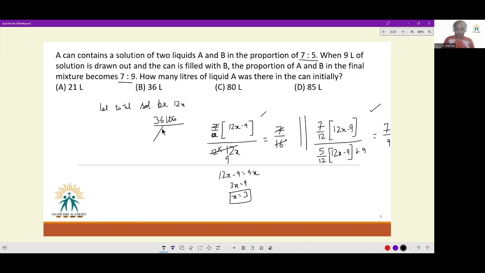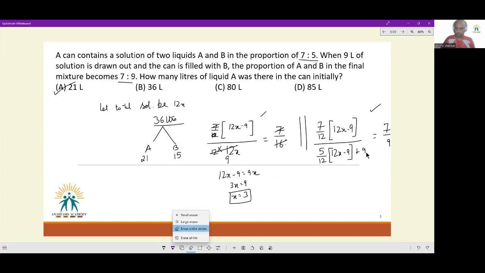And out of this 36 liters, A and B are in the ratio 7:5. So it will be 21 and 15. So in order to answer the question, how many liters of liquid A was there in the can initially? The answer will of course be 21 liters. This is the equation-based way of solving.